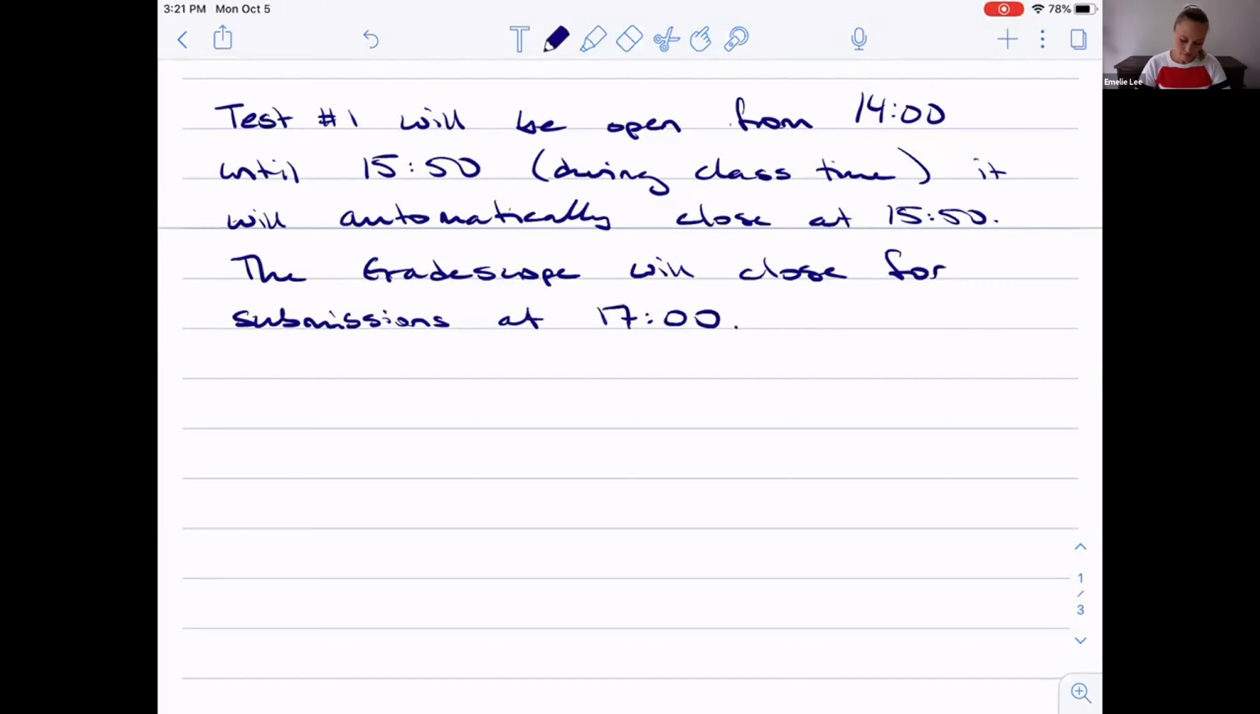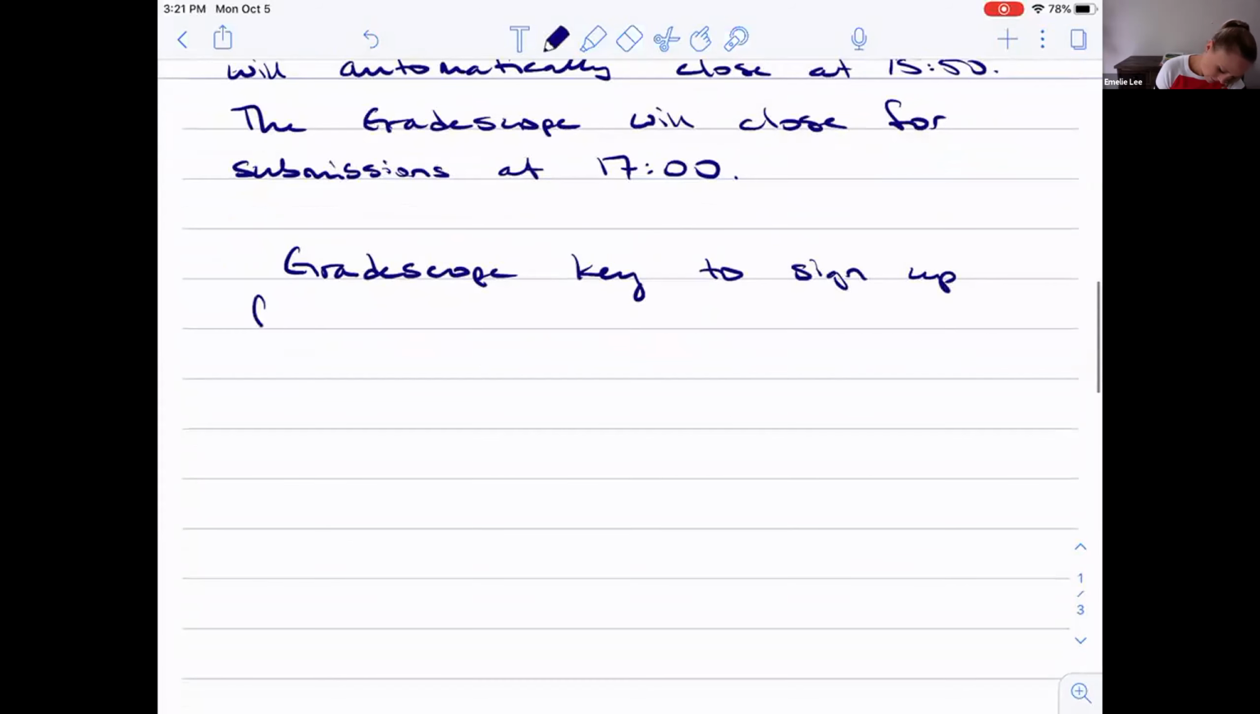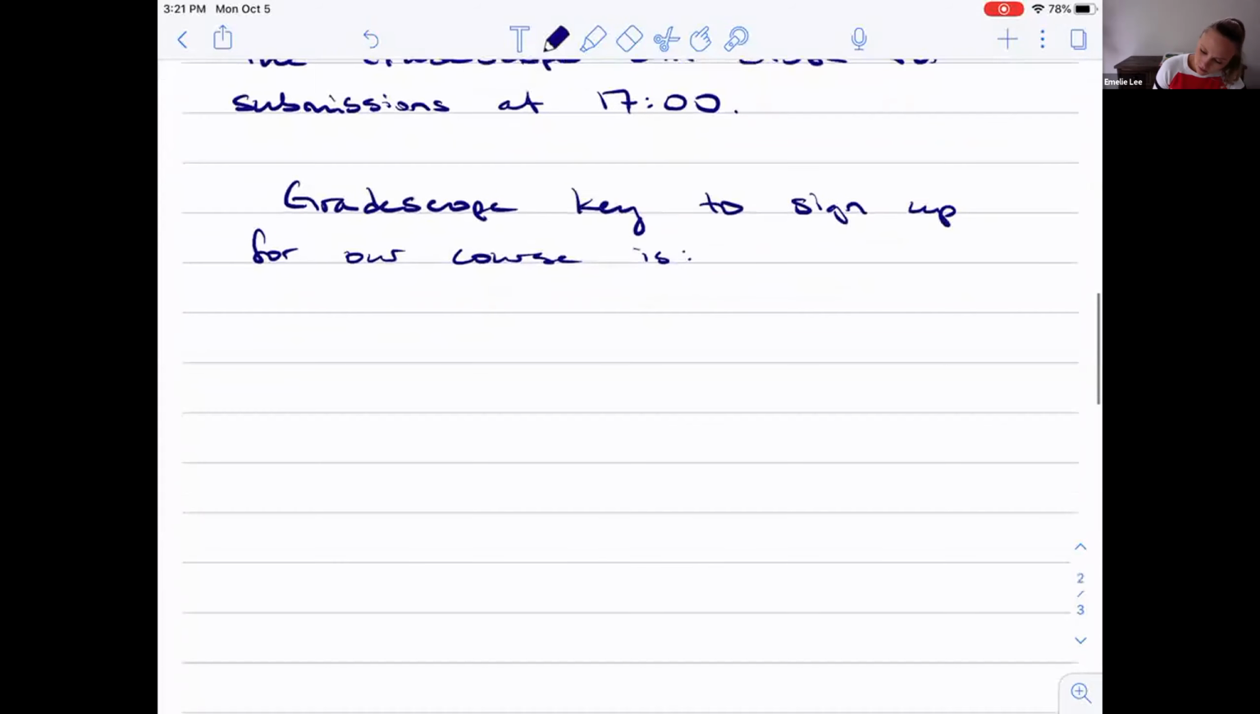I've got the Gradescope key. The key to sign up for our course is 86, yeah, I'm born in 86, feels good, capital G, K, 3, Y.